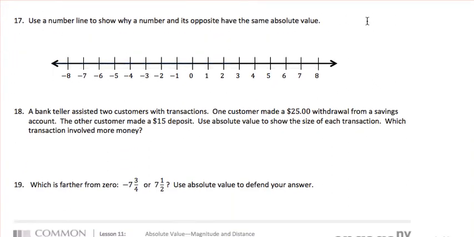In question 17, they're asking us to use the number line to show why a number and its opposite have the same absolute value. So if I select negative 3, and its opposite, which is 3, we can see -3 is 3 units from 0, and 3 is 3 units from 0.